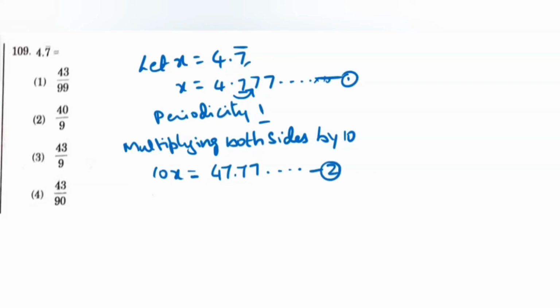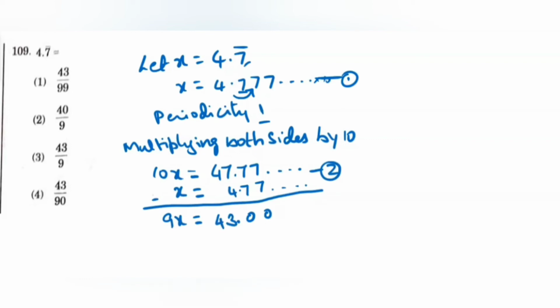So we are going to subtract 2 and 1. So 1 you should subtract from 2. So write one equation down to this. x is equal to the given question 4.777 and so on. So now I am subtracting these two. 10x minus x gives you 9x, which is equal to, now 7 minus 7 is 0, 7 minus 7 also 0, 7 minus 4 is 3 and this is 4. So now from this x is equal to, send 9 to the other side, we will get 43 by 9.